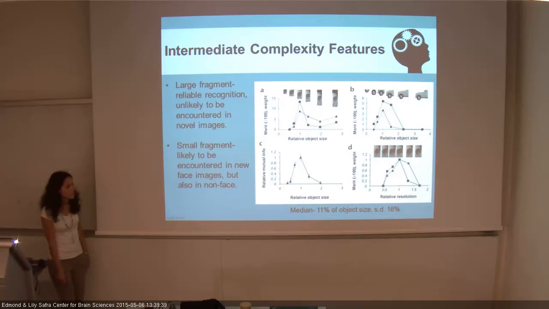But they're talking about merit and weight here. Can you explain what each one is? So merit is the mutual information, and weight is the log likelihood. When it's talking about log likelihood, it probably makes sense because if you take large fragments, they give us a lot of information, but they can't be found in new images. And if you take a fragment that is too small, it won't tell us much about the class because it can be found in new face images, but also in new non-face images.